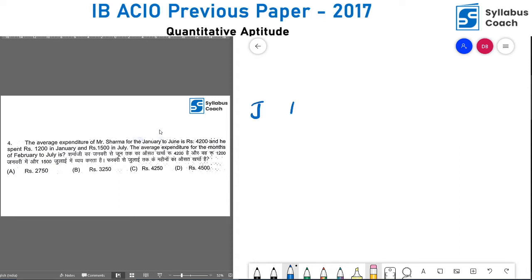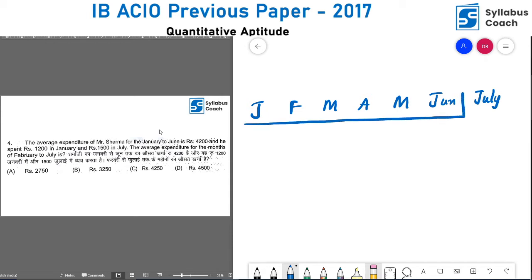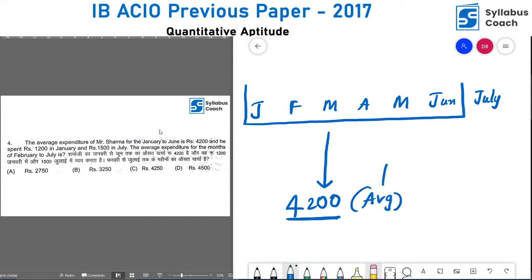This is January, February, March, April, May, and then you have June, and then you have July, right? So it is mentioned that the average from January to June is 4,200. When average is given to us, can we calculate the total expenditure? This is average expenditure, right? Now, what is the total expenditure?